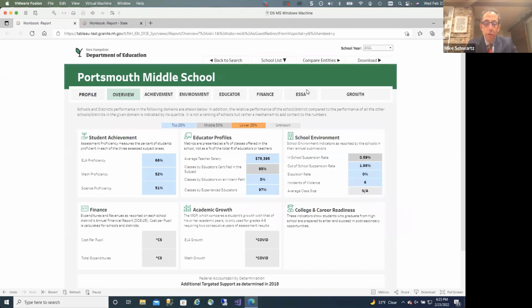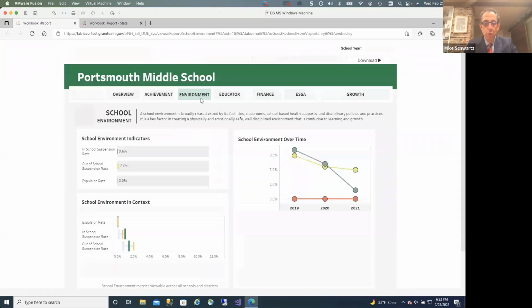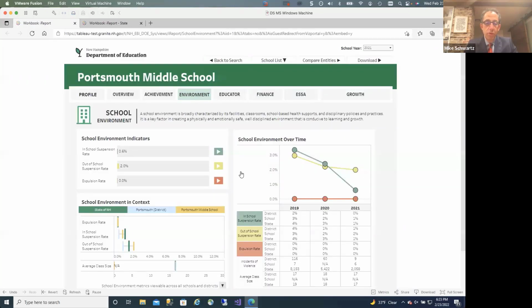I'm not going to go through all these tabs. Let me go through a couple of them. I'll go into Environment, because this is something I want to point out, and it's something you might want to be aware of and think about. In Environment, what we're looking at for a school is the in-school and out-of-school suspension rate, as well as the expulsion rate.